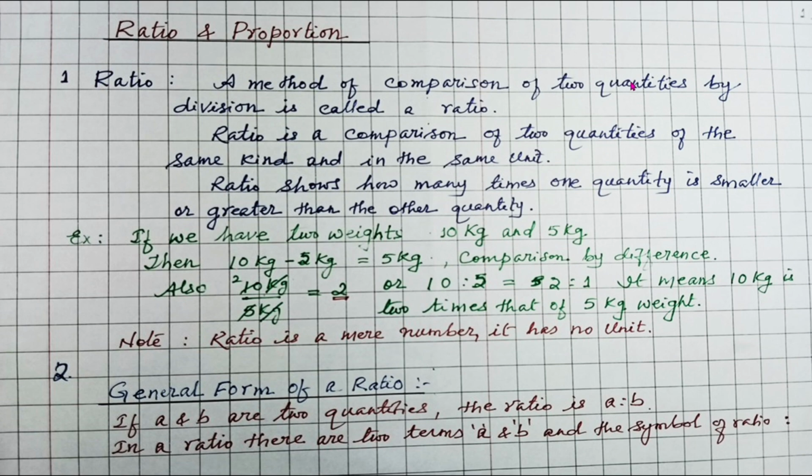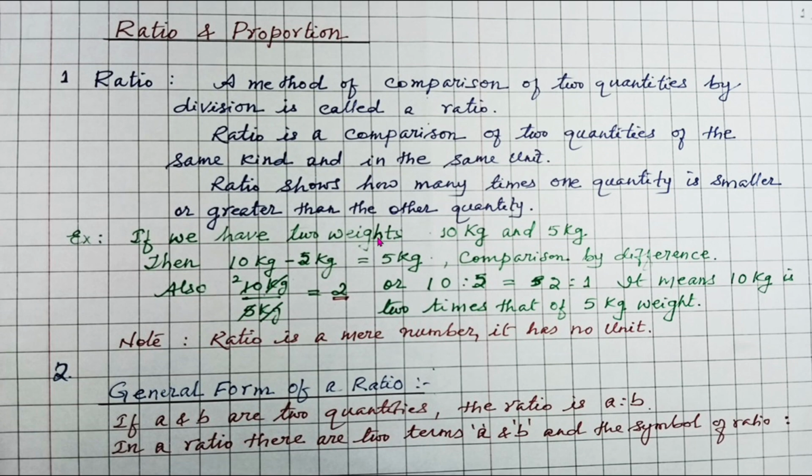Ratio is a method of comparison of two quantities by division, or a method of comparison of two quantities by division is called a ratio. Or ratio is the comparison of two quantities of the same kind and in the same unit. Ratio shows how many times one quantity is smaller or greater than the other quantity.